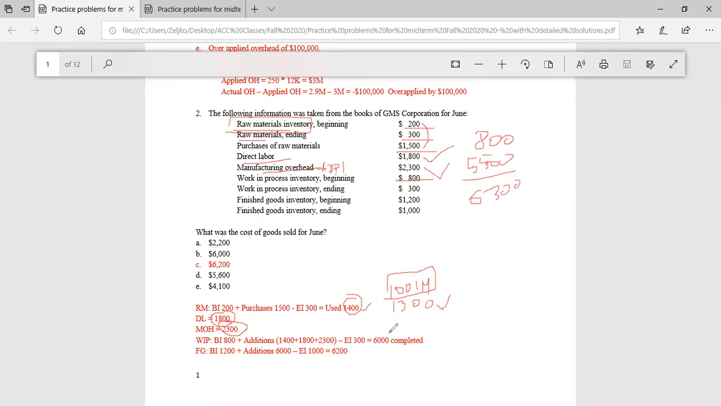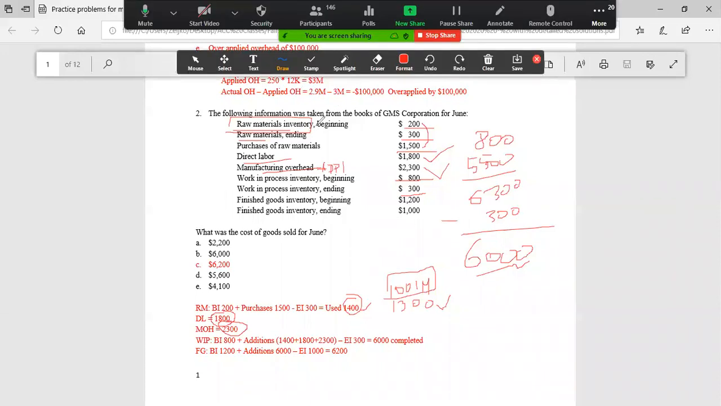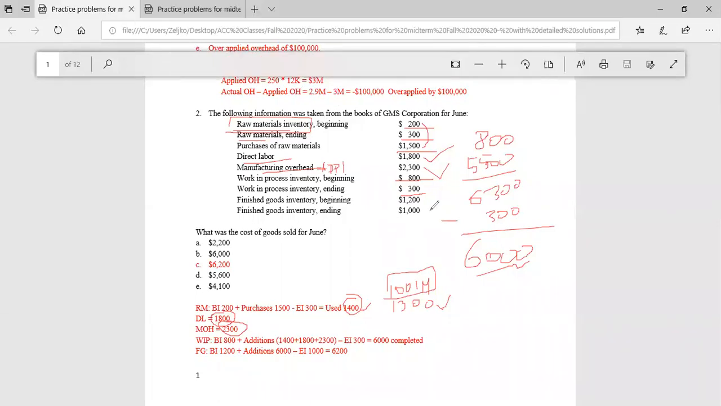That will give you 6,300. But because you have at the end 300 in the ending amount, then basically your cost of goods manufactured is 6,000. So this is the answer to the second question. What's the difference between total manufacturing cost and cost of goods manufactured? Cost of goods manufactured is what you actually completed, and it's moving to finished goods, right?